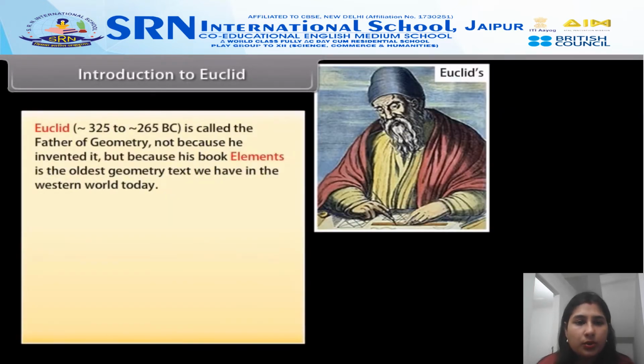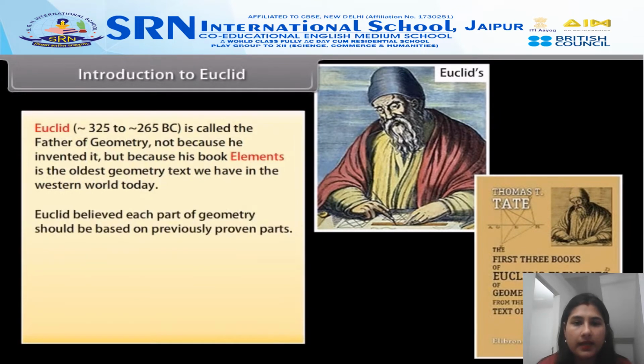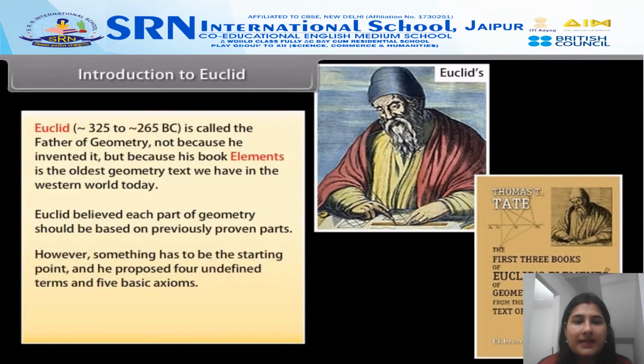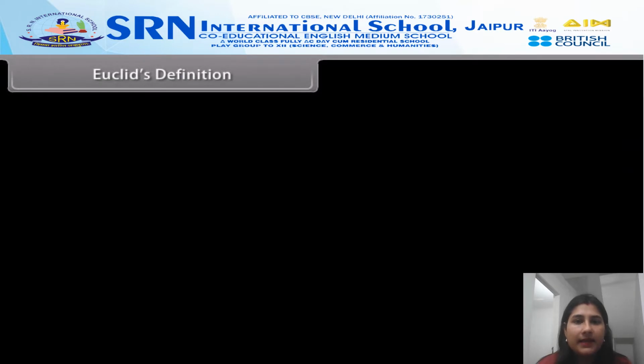So, introduction to Euclid. Euclid is called the father of geometry not because he invented it but because his book Elements is the oldest geometry text we have in the Western world today. Euclid believed each part of geometry should be based on previously proven parts. However, something has to be the starting point and he proposed four undefined terms and five basic axioms. The rest of Euclidean geometry is based upon these building blocks.